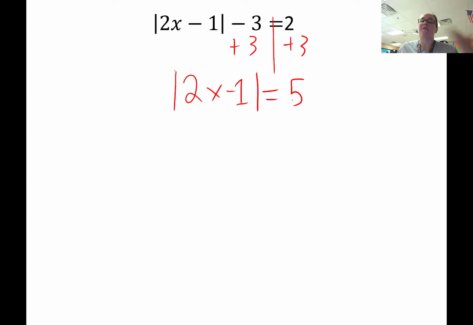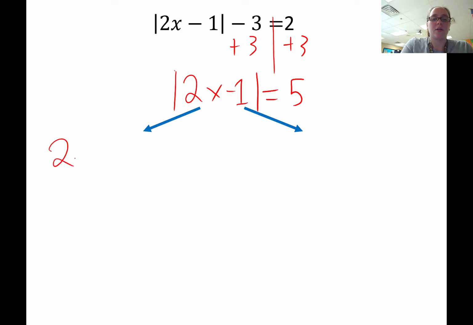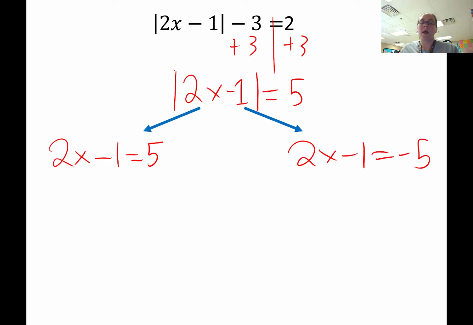So now I have nothing else that is outside the absolute value. So I'm going to go ahead and split it into my 2, giving me 2x minus 1 equals 5, and 2x minus 1 equals a negative 5. And we're going to work from there.